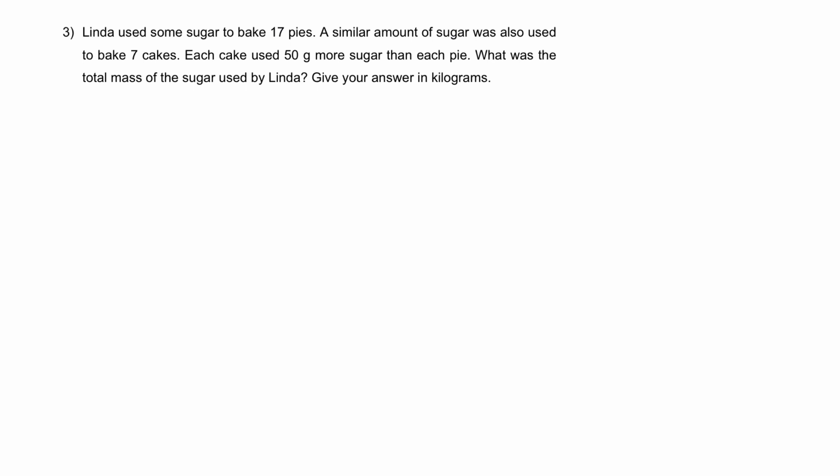Let's analyze the model between one cake and one pie. So one cake and one pie. It is quite easy to compare the mass of sugar used, isn't it? So they mention each cake over here uses 50 grams more sugar than each pie.